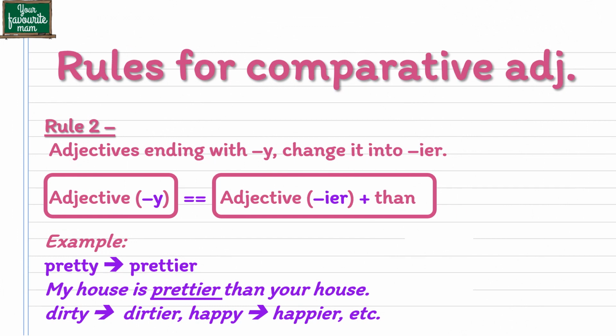Two-syllable adjectives which end in y usually form the comparative by adding ier at the end. For example, pretty will become prettier. My house is prettier than your house. Dirty will become dirtier. Happy will become happier. Lucky will become luckier, and so on.